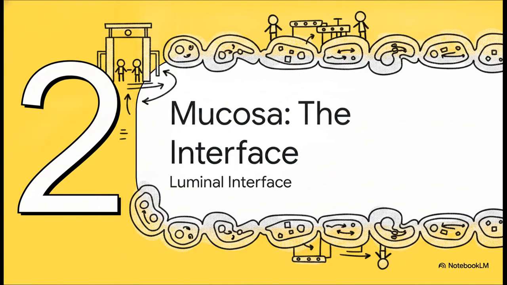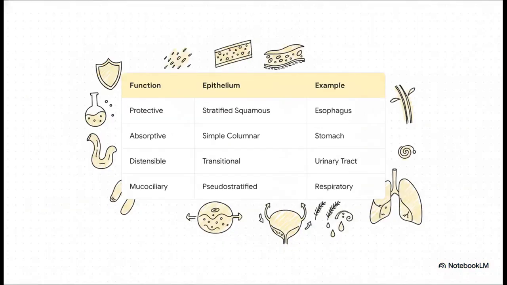Moving right along to section 2, the mucosa, or the luminal interface. Imagine the mucosa as your body's border patrol. It is absolutely fascinating to see how the luminal lining, the epithelium, literally shapeshifts to handle whatever local jobs it needs to do. If an organ needs protection from rough mechanical abrasion, like your esophagus, it uses a tough, stratified, squamous, non-keratinized epithelium. Need to absorb or secrete stuff? The stomach and intestines shift to simple columnar cells.